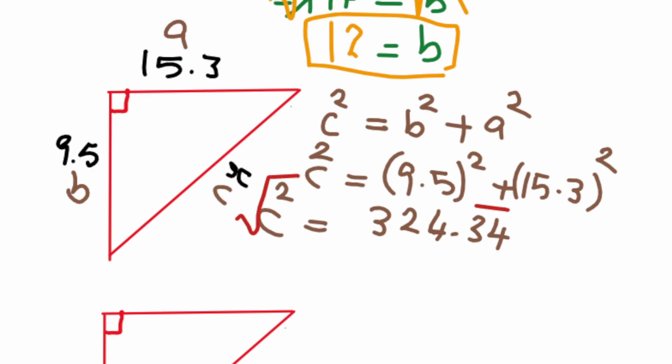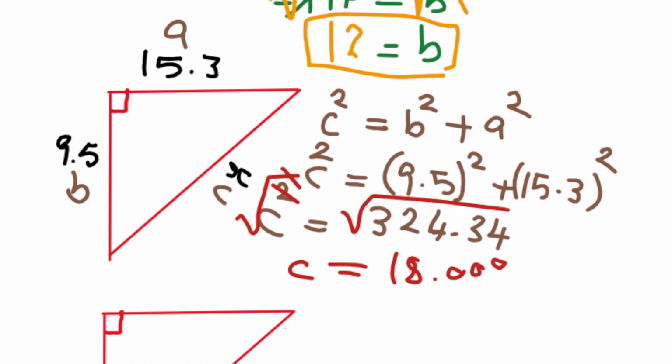So do the square root. This is the square root. This cancels that. So C is equal to the square root of 324.34. So it's the square root of the answer. The square root of 324.34 gives me 18.009. Now, if the question asks you to write your answer to one decimal place, it's just going to be 18, and that's enough.